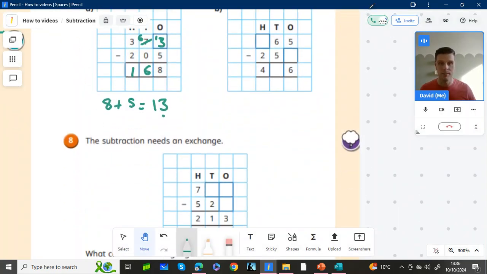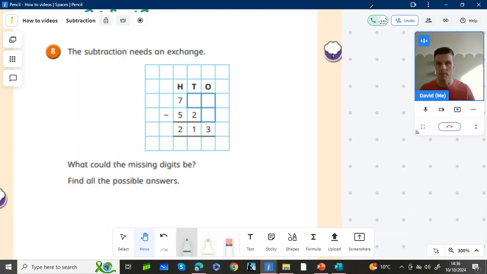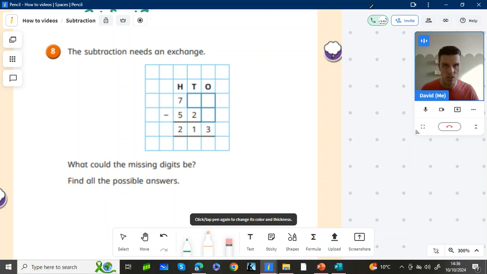Okay, and finally, the final question. We know, always read the question twice, okay? So the subtraction needs an exchange. So I'm going to highlight this here, because that tells me I need to put an exchange in, okay? So what could the missing digits be?